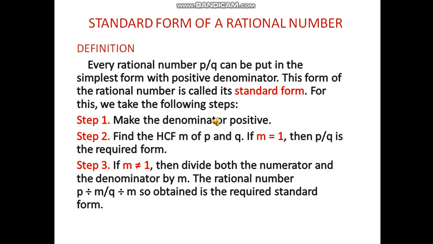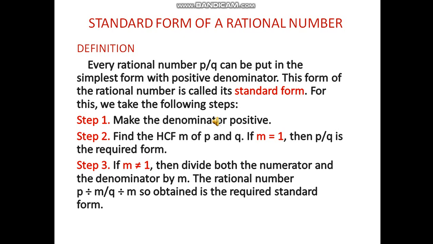Now the next topic is standard form of a rational number. The definition of standard form: every rational number p by q can be put in the simplest form with positive denominator. This form of the rational number is called its standard form. That is, we have to put the rational number p by q in the simplest form having positive denominator. You have to always convert the rational number to a positive denominator.